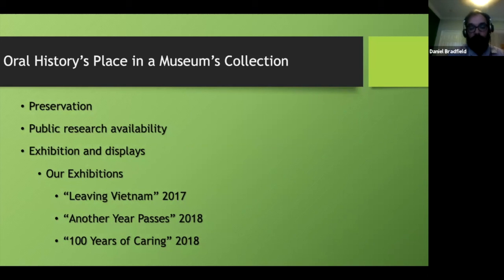Also, museums have public availability for research. Those artifacts will be available to interested members of the community and to researchers the entire time the museum exists. But probably the most prominent way that oral histories are shown throughout the museum is through its exhibitions and other displays. So I'm going to go through three examples of exhibits where we've used oral histories and how they compare and contrast with each other.